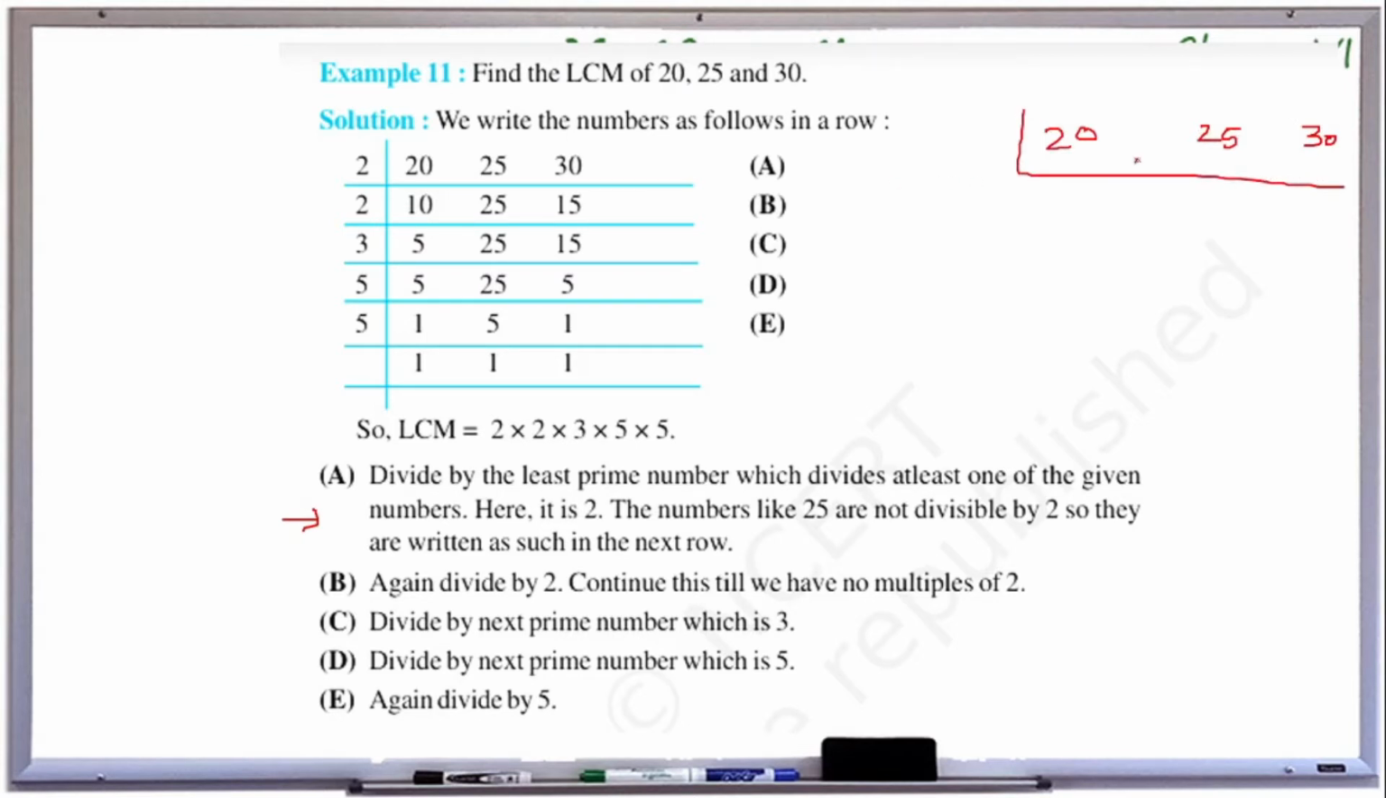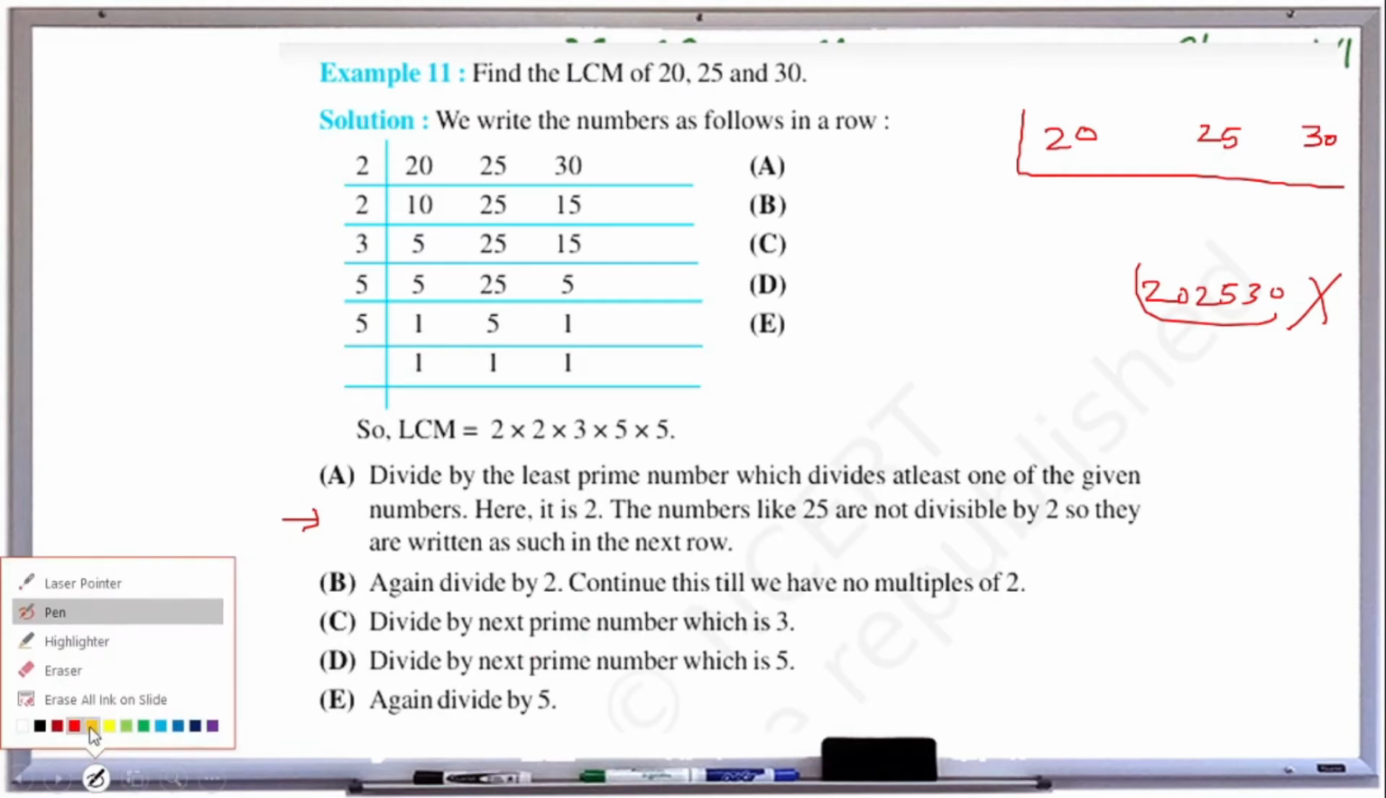We have three numbers: 20, 25 and 30. You have to put space among them. Don't write closely like 20, 25, 30. Don't write like this. You have to give space among 20, 25 and 30. Then the first step: read section A. Please read. What is section A?